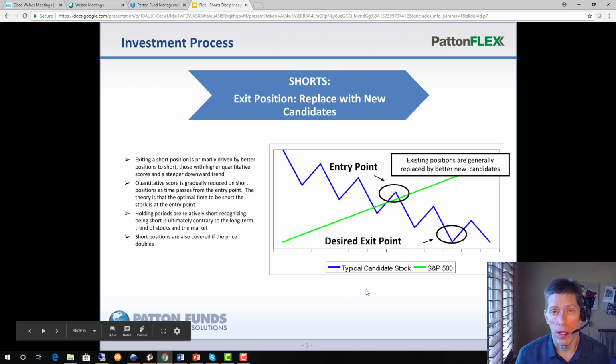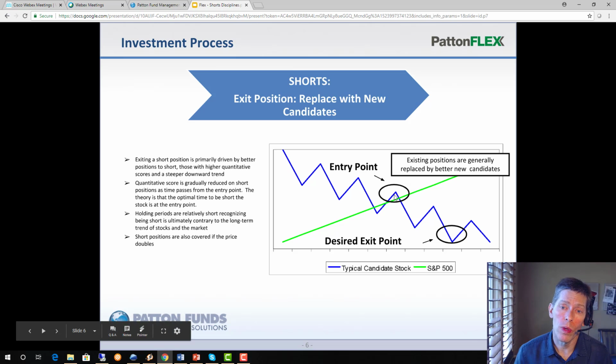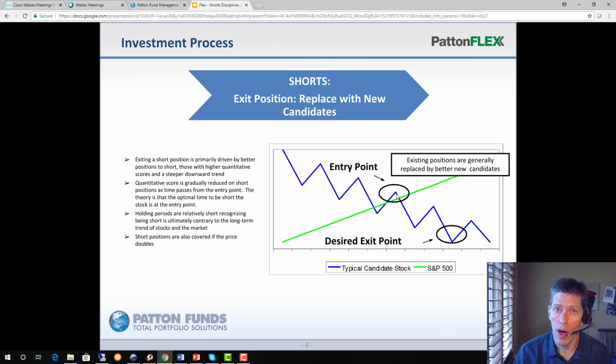Exiting the position is somewhat connected to the entry of the position. At the point that we enter the position, we have calculated a score for this stock, and it takes into consideration a variety of factors, but one of them in particular is looking at how steep the downward trend of this stock is. The steeper that downward trend, the higher the score tends to be. So what we want to do is short the stocks with the highest score because we think that positions us better based upon our research for profiting.